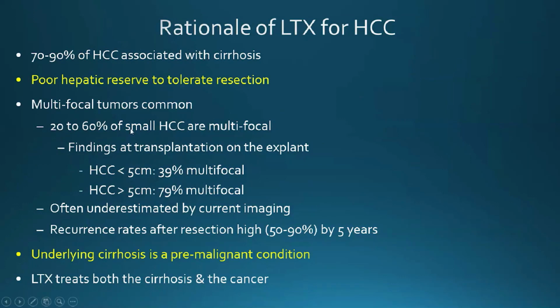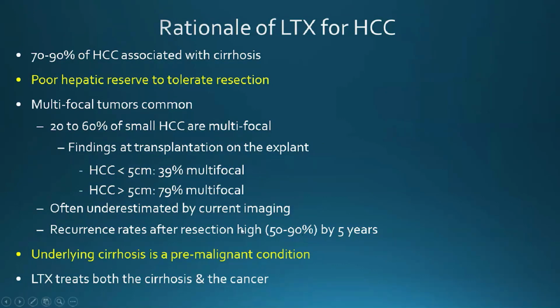So this is another important parameter, that not only do we treat the tumor, we also treat cirrhosis. And this fact shows that we often underestimate the size and number of tumors by current imaging studies. Now, recurrence rate after resection is high, about 50 to 90% in 5 years. However, we still do resect some of these tumors if the condition of the liver permits us to do it, because we don't have that many livers available to transplant everybody across the board.